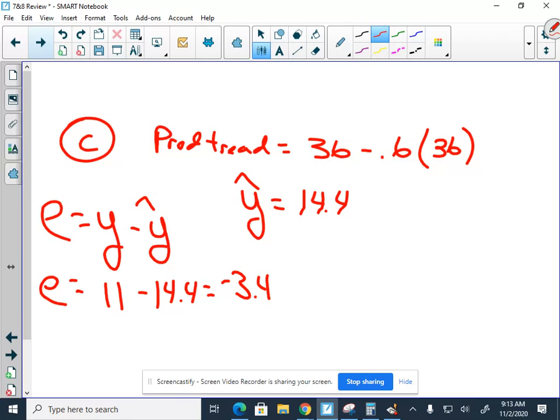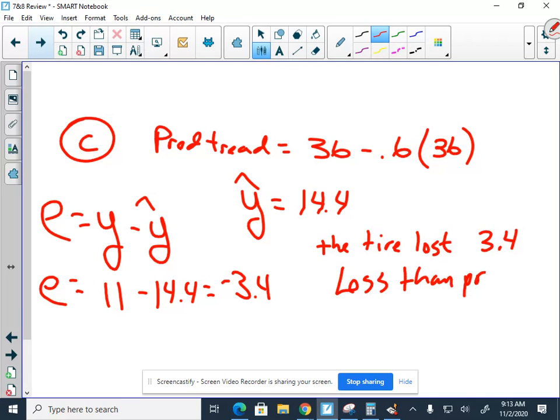Now, you might be asked, what does that mean? I don't think it says it in this problem, but it means the tire lost 3.4 less than predicted. We might have to write that out tomorrow. Something like that. It's not in this question. I'm just giving you that as it's possible. What does a negative residual mean? It had 3.4 less than predicted. If it was a positive residual, it had 3.4 more than predicted, right? Or something like that.